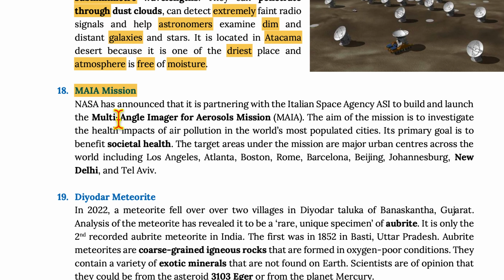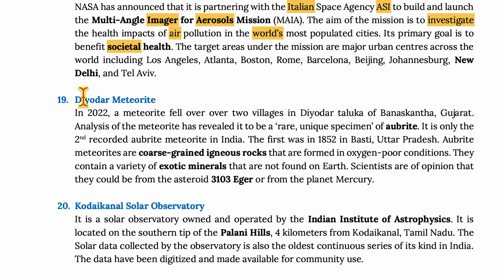MAIA mission. NASA has announced its partnership with the Italian Space Agency ASI to build and launch the Multi-Angle Imager for Aerosols mission. The aim of the mission is to investigate the health impact of air pollution in the world's most polluted cities. Its primary goal is to benefit societal health. The targeted areas under the mission are major urban centers across the world, including Los Angeles, Atlanta, Boston, Rome, Barcelona, Beijing, Johannesburg, New Delhi, and Tel Aviv.